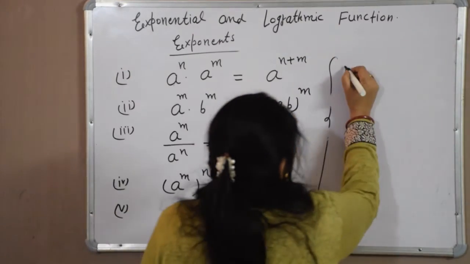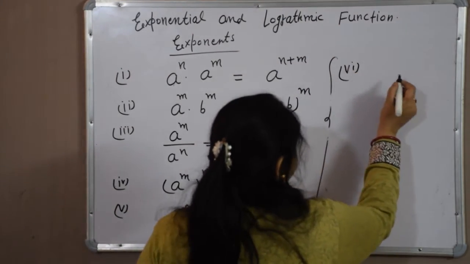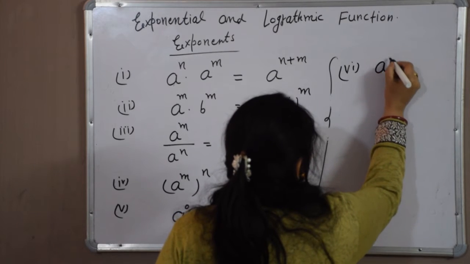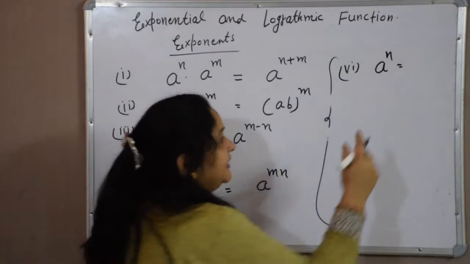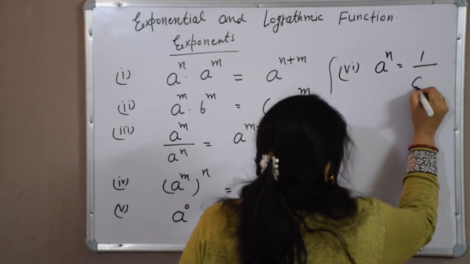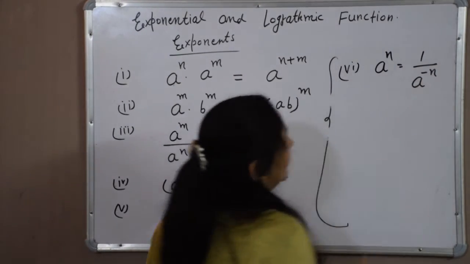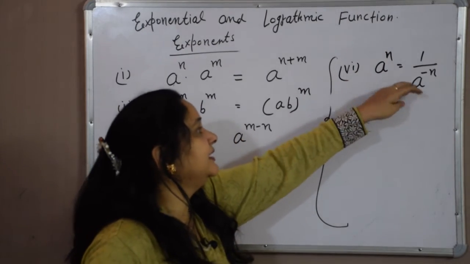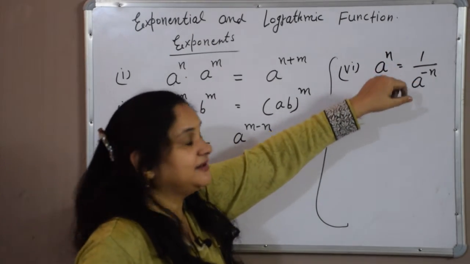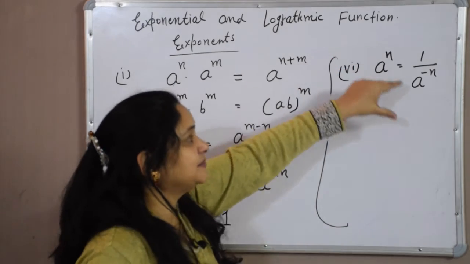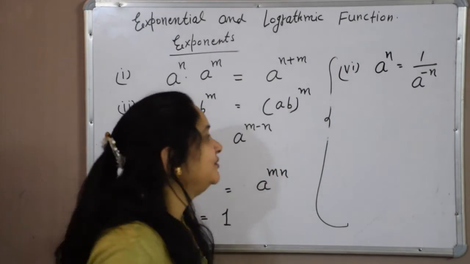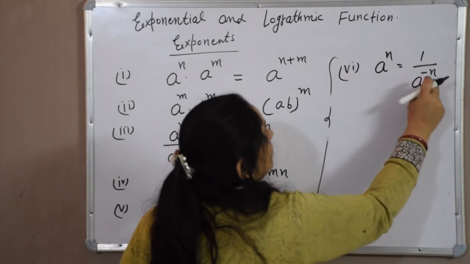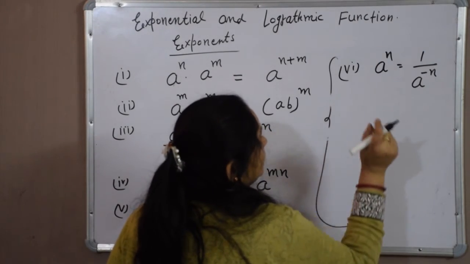And what is our sixth property? If I am having a raised to power n and I have to take this number in the denominator, then the power will become negative. If I have to take the reciprocal of a raised to power n, I have to bring this number into the denominator. So only a small change I have to do: I have to make this power negative. So a raised to power n is equal to this.